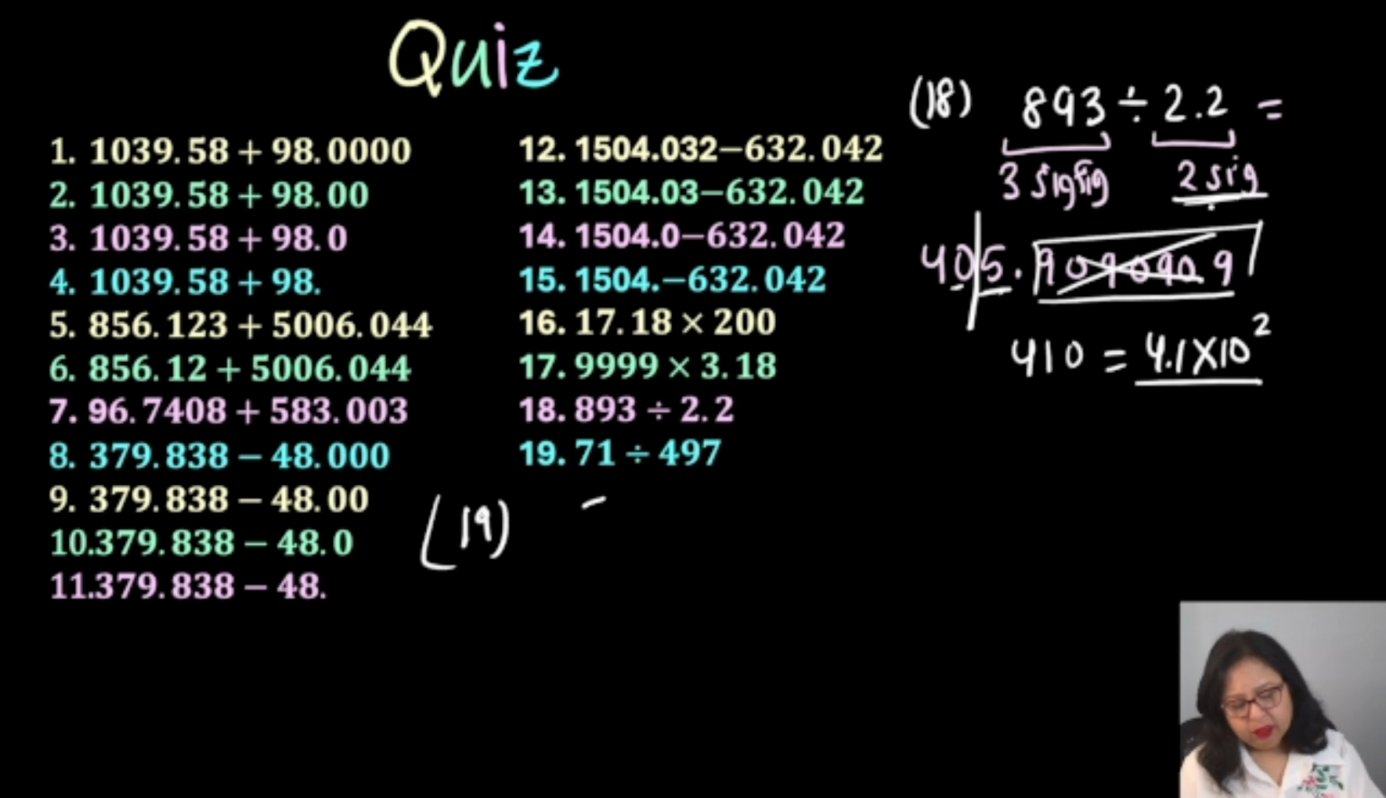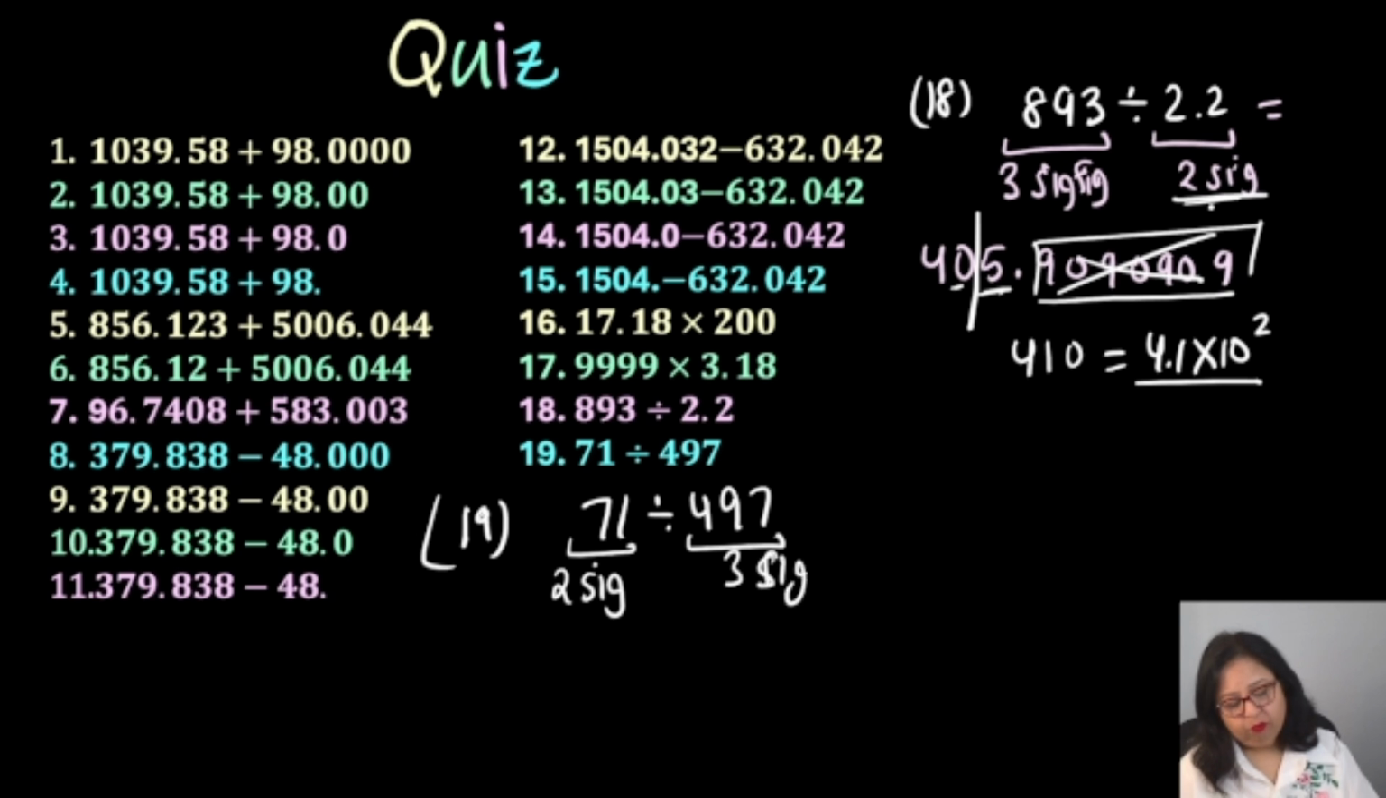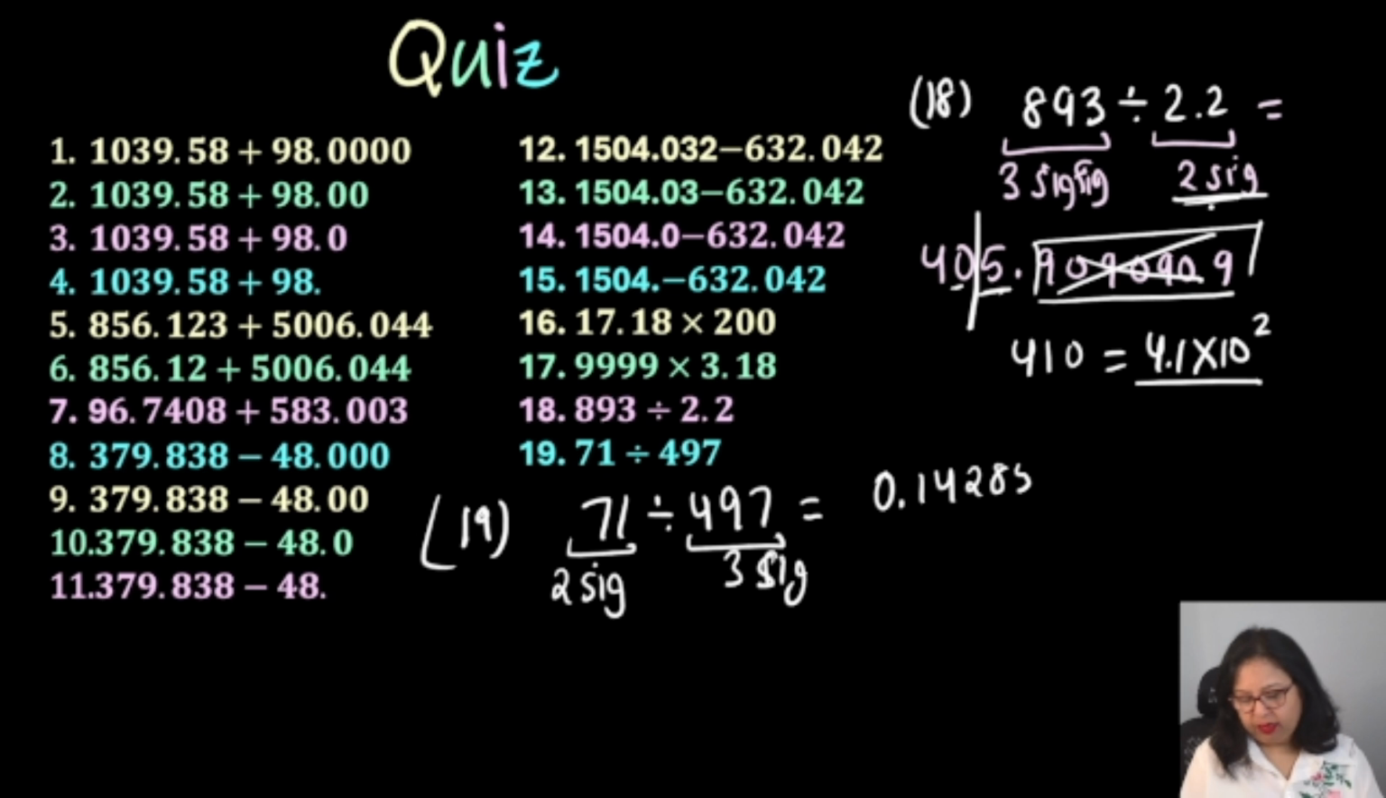19. 71 divided by 497. 2 sig figs for 71 and 3 sig figs for 497. So the final answer must have how many sig figs? Only 2. 71 divided by 497 gives us 0.142857143, rounded off to 2 sig figs.